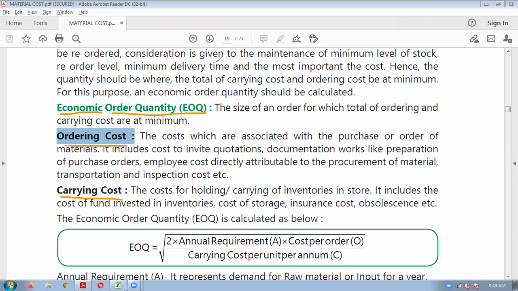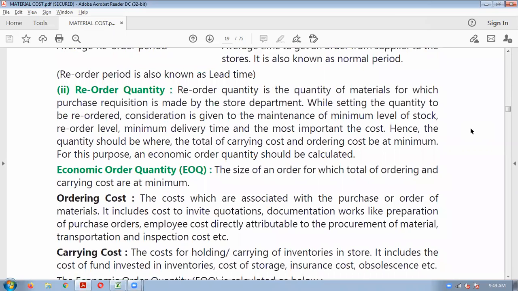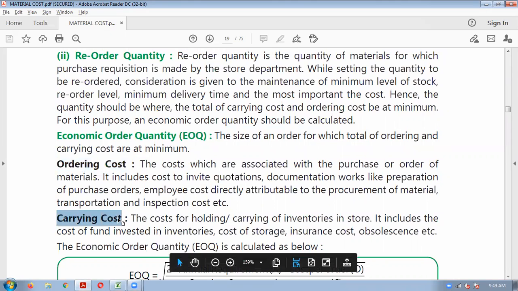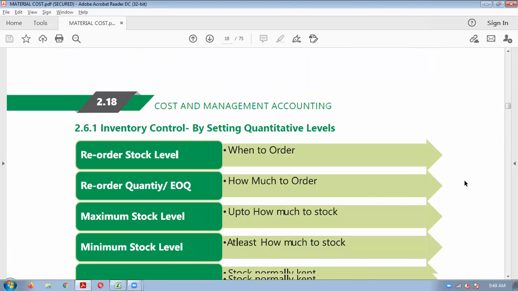minimum. Okay. So reorder quantity, we know, is how much you should place as an order. An economic order quantity will say that if you place that many units as an order, both the costs, that is ordering cost as well as the carrying cost, will be minimum. Okay, for that the formula for EOQ is given. Everybody should note that formula.